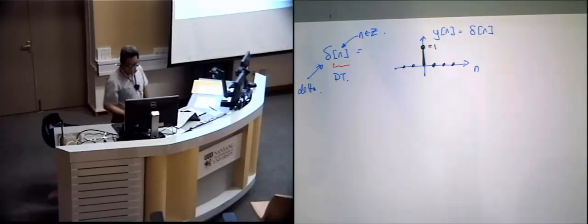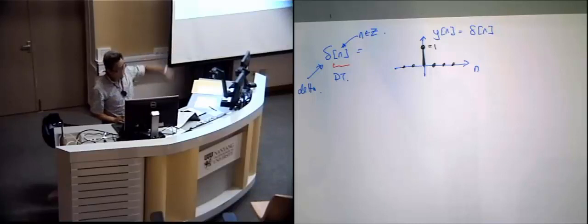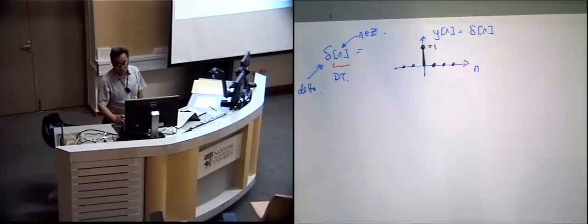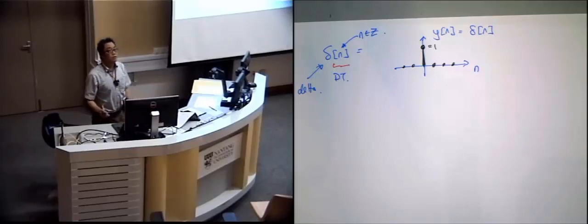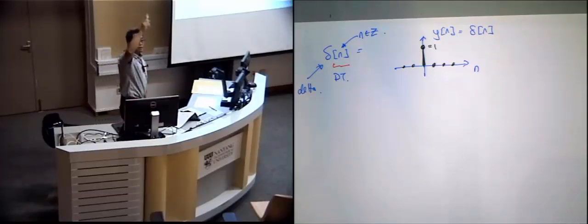If you look at the right hand side showing the slides, this is the definition. Delta of n is equal to 0 for all n not equal to 0, and equal to 1 for n equals 0. So it's nothing but a spike going up to height 1.